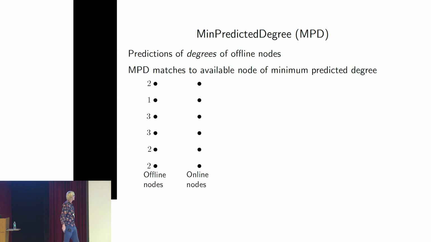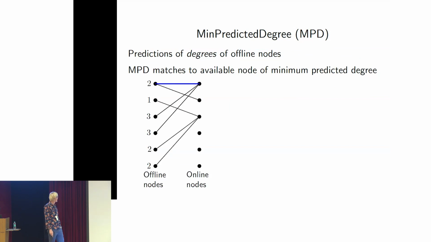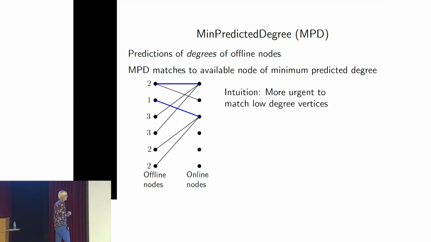On the left, we have the degree predictions of the offline nodes. An online node arrives, and in this case, we would match it to the top node because it has the minimum predicted degree. Then this node arrives, can't be matched, and this node arrives, and we would match it to the one that has predicted degree 1. The intuition is that if a node has a large degree, it's a very popular node, so it's maybe not so urgent to match it immediately. We can postpone it to the future. Whereas if it has low predicted degree, maybe it's a good idea to match it sooner rather than later.